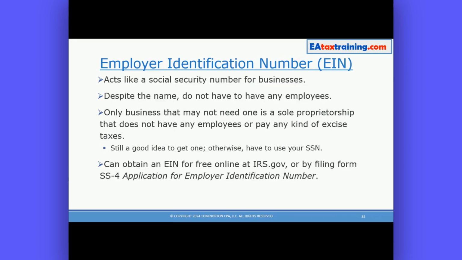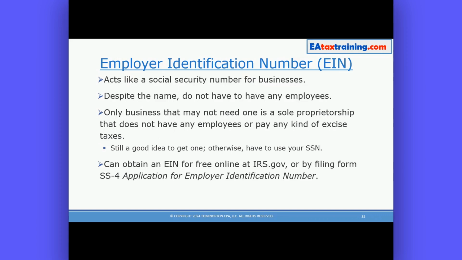So if you have a simple sole proprietorship without employees or owing any type of excise taxes, technically you do not need an EIN. However, from a practical standpoint, you want to go and get an EIN. Otherwise, you're going to have to use your social security number for everything that you do for your business. And that obviously is a big risk from an identity theft standpoint. So you and your clients want to get an EIN, but you need to know for the EA exam that the sole proprietorship that we mentioned does not technically need to get one.